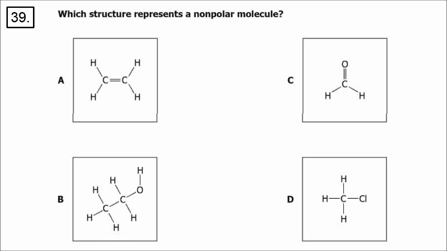So as far as which of these 4 molecules is non-polar, everything is nice and balanced and symmetrical in molecule A, so that is non-polar. But molecules B, C, and D are all considered asymmetrical and unbalanced, so they are polar. The correct answer is A.